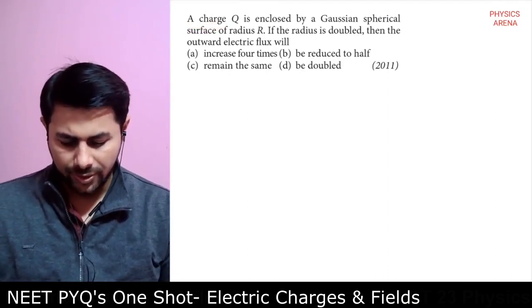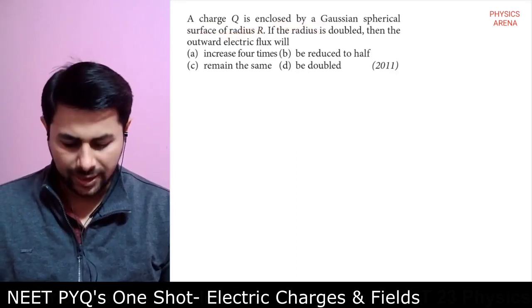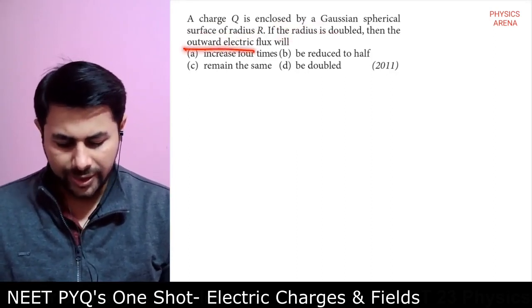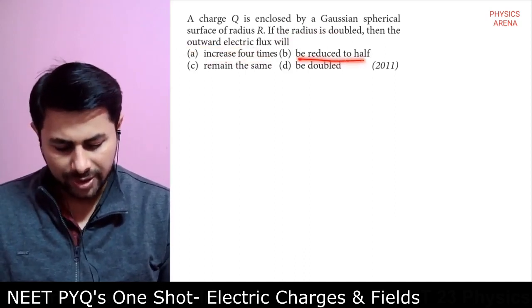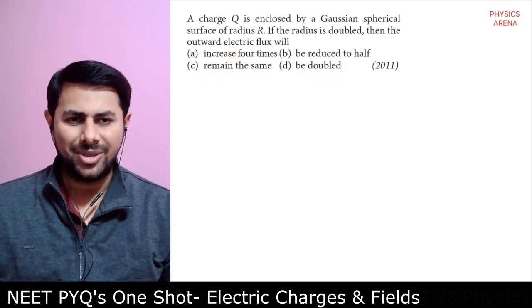A charge q is enclosed by a Gaussian spherical surface of radius r. If the radius is doubled, then the outward electric flux will increase 4 times, be reduced to half, remain the same, or be doubled. Tell me.